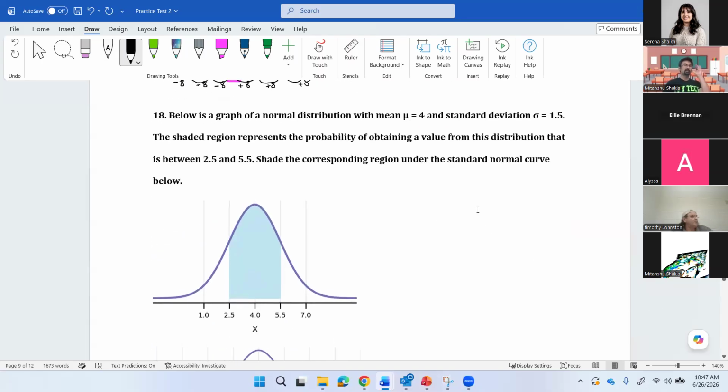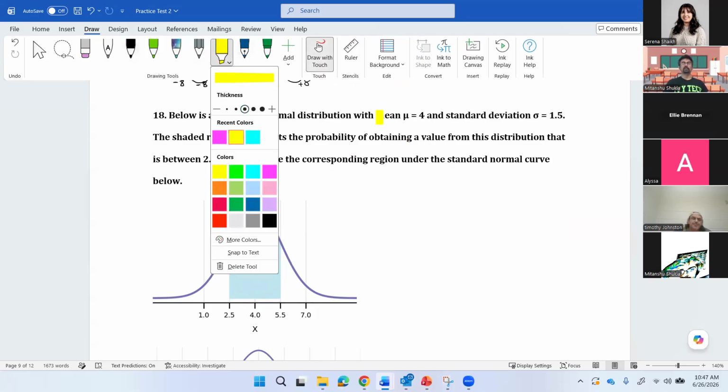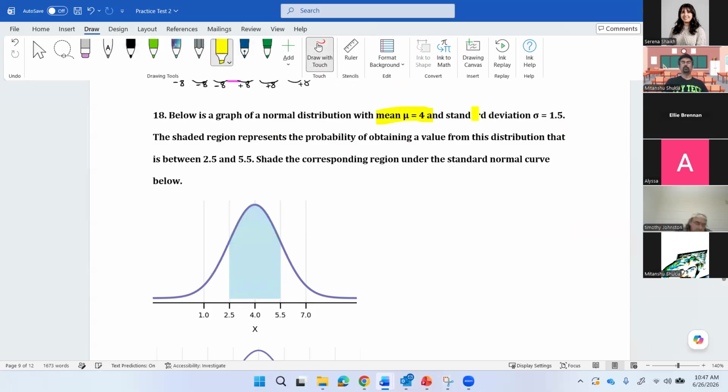Okay, let's read this carefully. Below is a graph of a normal distribution with a mean of 4, a standard deviation of 1.5. So I'm going to just stop real quick. We're going to jot this information down. Mean is 4, standard deviation is 1.5.